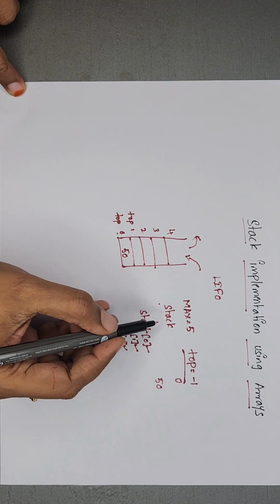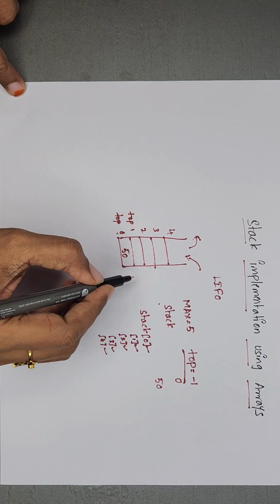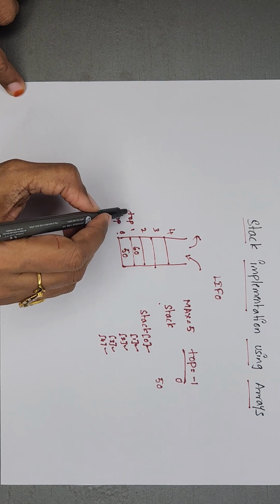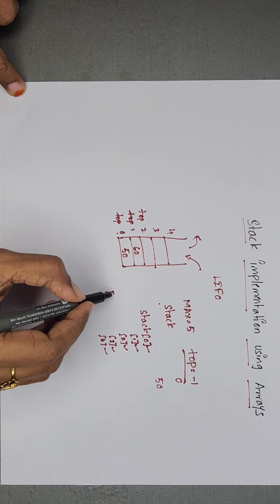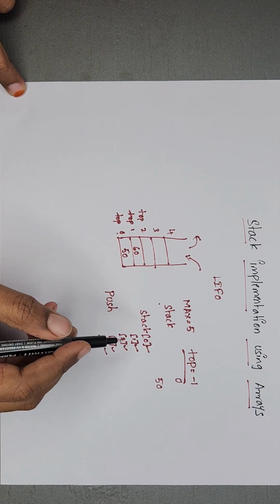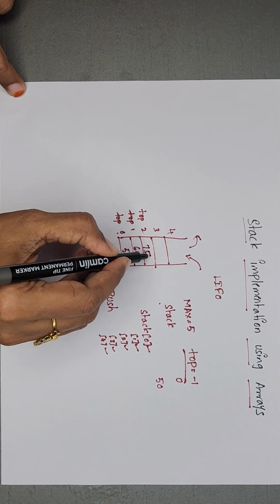Again assign the element in stack of top. Stack is array, top is 1, stack of 1. Assign the element to stack of 1. Like this we can insert the elements. Insert in stack, we call it push. So push means inserting element into stack. So again insert means increment top, insert the element.